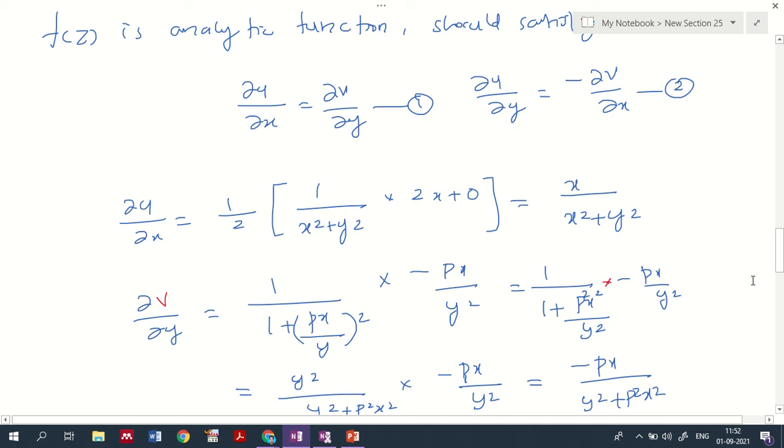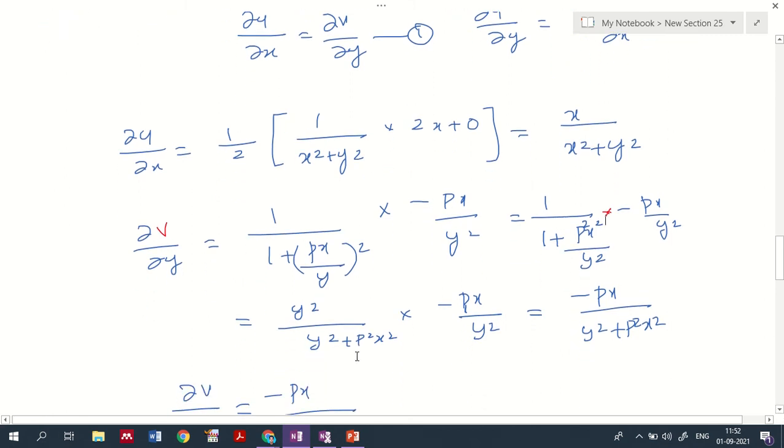If we further reduce this, we will get y square by y square plus p square x square, because you can multiply by y square and take it to the numerator. So that is y square by y square plus p square x square into minus px by y square, which is equal to minus px by y square plus p square x square.